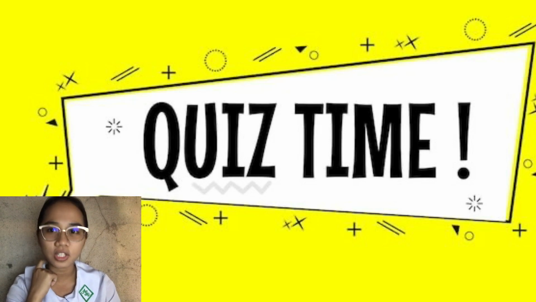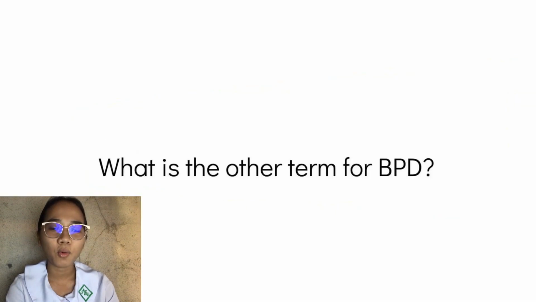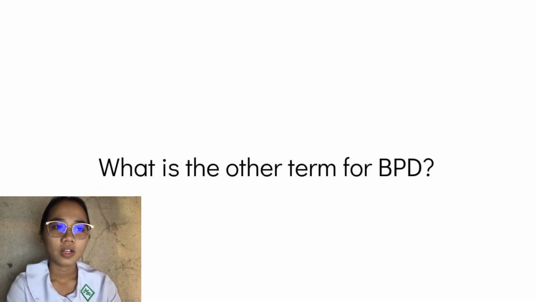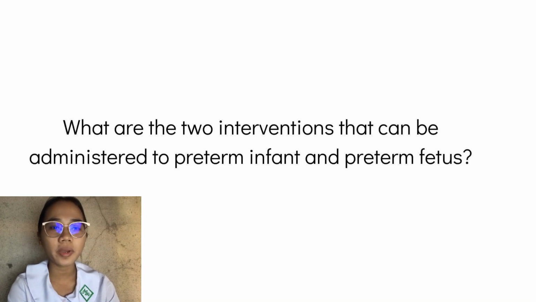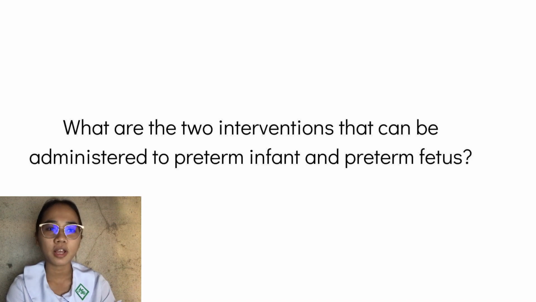For the first question, what is the other name for BPD? Next, BPD gradually improves after blank to blank months of supplemental oxygen or assisted ventilation. For the third question, what are the 2 interventions that can be administered to the preterm infant and preterm fetus?